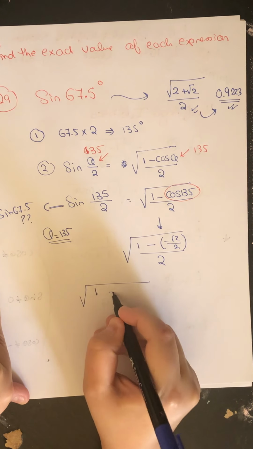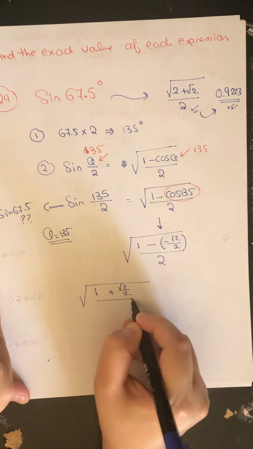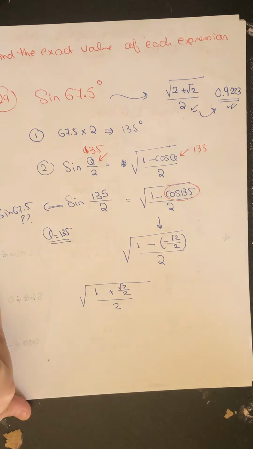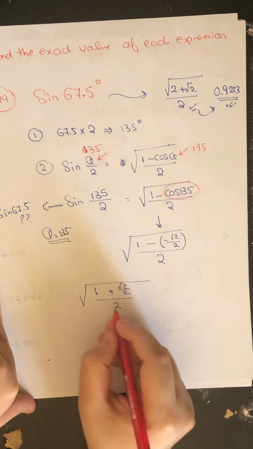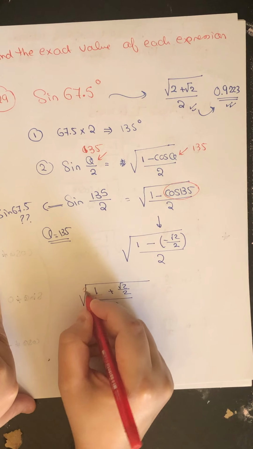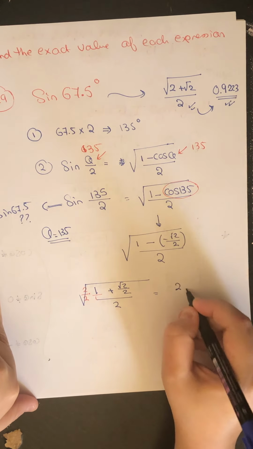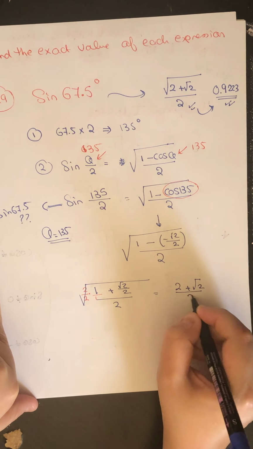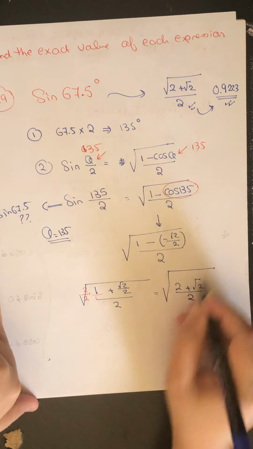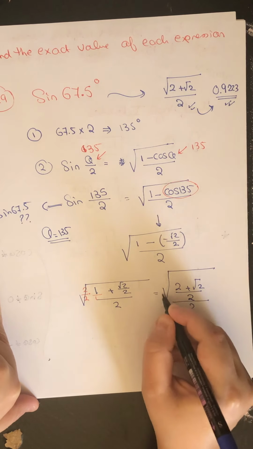Here I have 1 plus root of 2 over 2, over 2. Okay, I cannot add these because they don't have equal denominators. This, I have to multiply by 2 over 2. So I will have 2 plus root of 2 over 2, all over 2. Everybody's under the root.